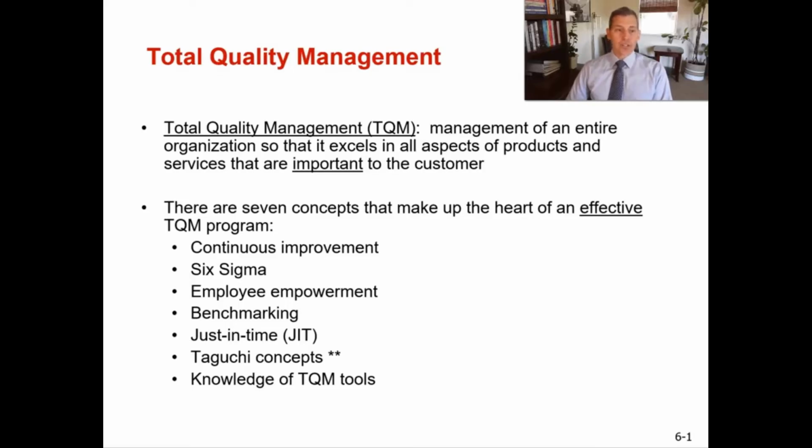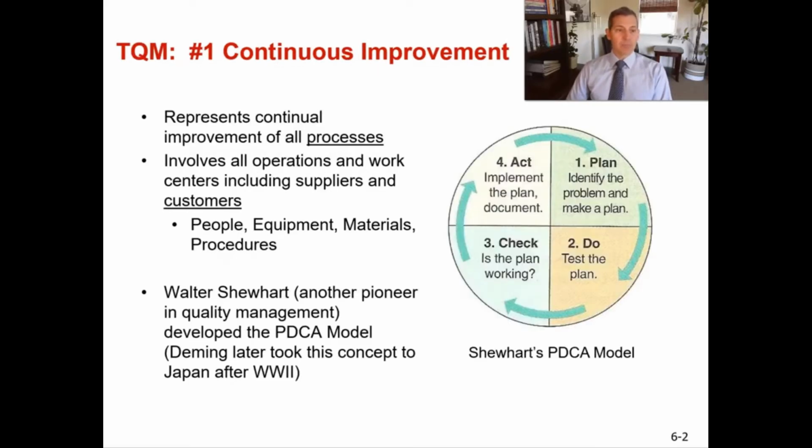So the very first total quality management concept is continuous improvement. This represents the continual improvement of processes. And it's actually hard for me. When I say continuous improvement, I have to be intentional to say continuous improvement and not continuous process improvement, because that's what I've historically always called it. So that just goes to show how ingrained continuous improvement is with looking at processes.